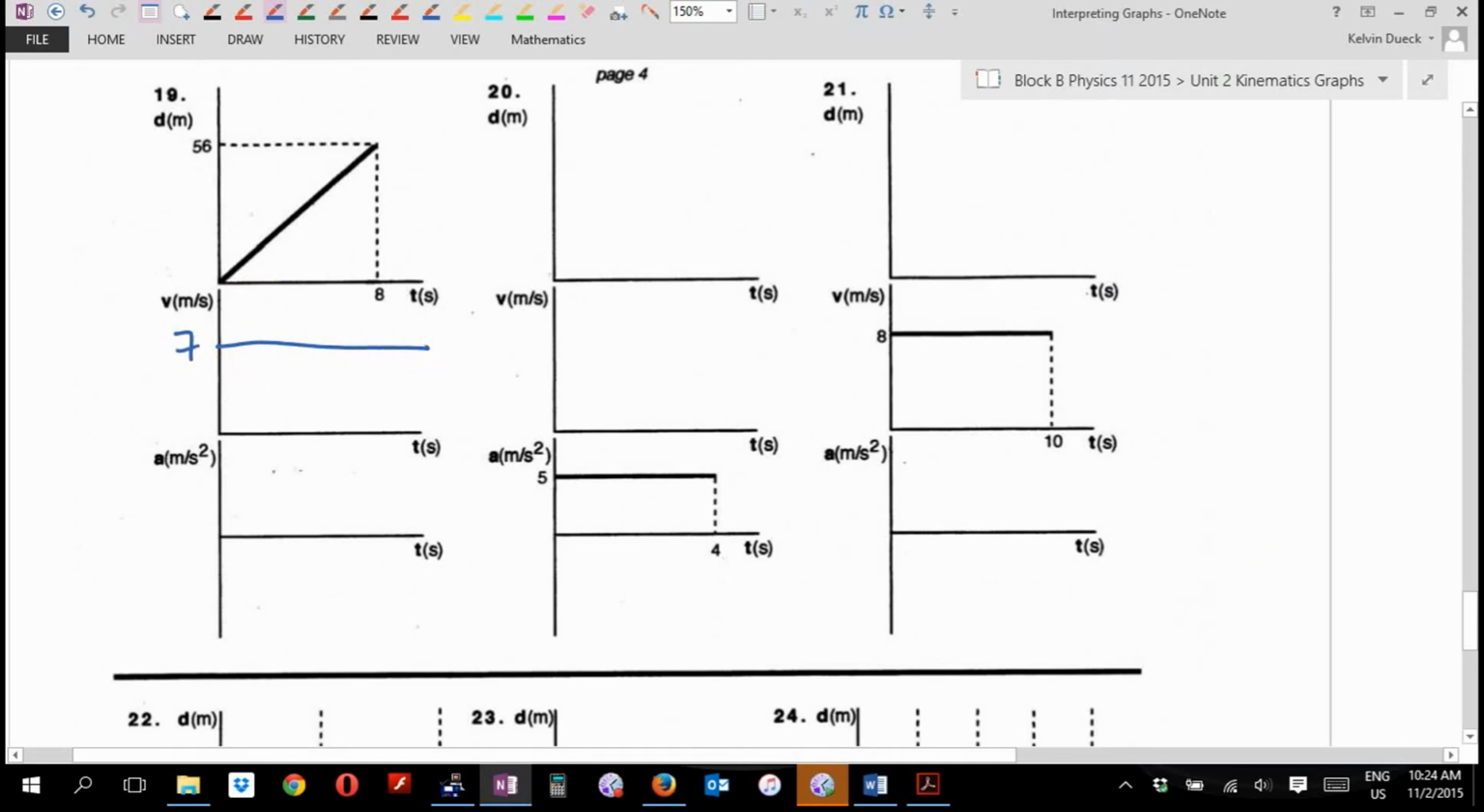You could have drawn yours higher or lower, but I'd be looking for that. By the way, what's the acceleration? Because it's a constant speed, isn't it? Yeah, that one is totally fair game.